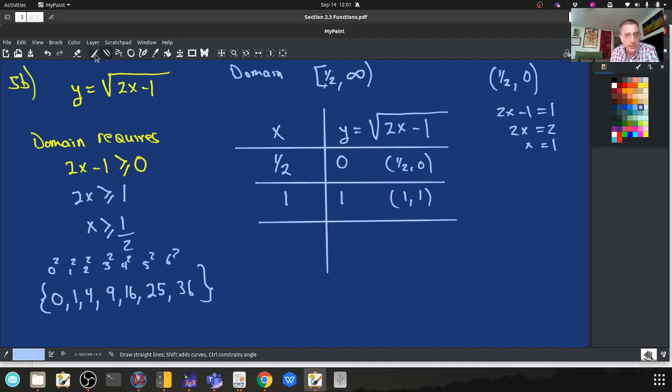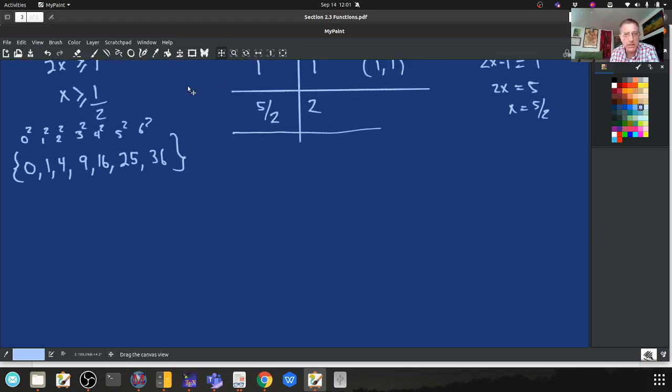So let's actually require 2x minus 1 to be equal to 4. So I solve 2x is equal to 5. X is equal to 5/2. And when x is equal to 5/2, 2x minus 1 is equal to 4, and the square root of 4 is 2. And you could go on that way until you get about 4 points. And what you're going to see is the following.